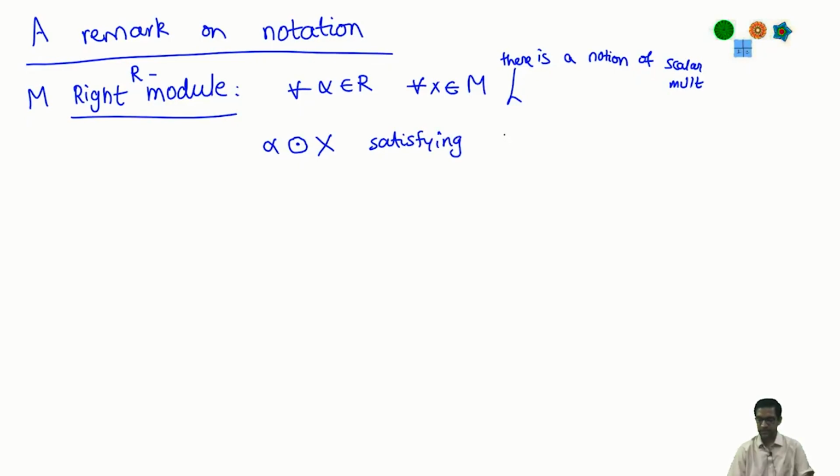The other axioms are the same. This axiom 3 dash that we talked about is the key here, which is that if I multiply alpha and beta and then scalar multiply it with x, then the answer is beta scalar multiplying alpha scalar multiplying x, right? That's the order.